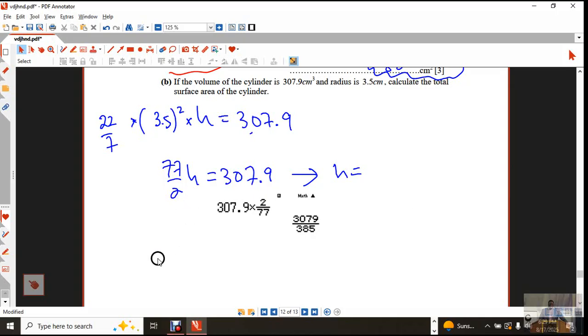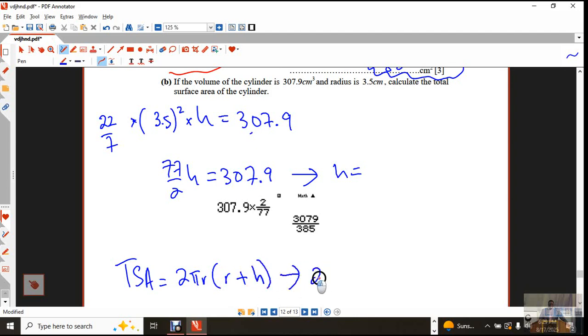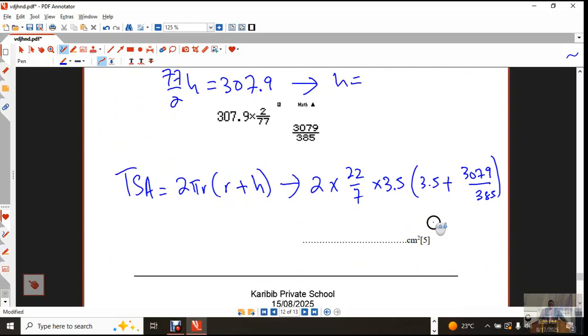Now, we know from our work before that the total surface area is 2 pi r times r plus h. So it's 2 times 22 over 7 times our radius, which is 3.5. And then we have 3.5 plus our height, which we calculated, 3079 over 385. So we're going to punch all of this in on a calculator. That should give us our respective answer.